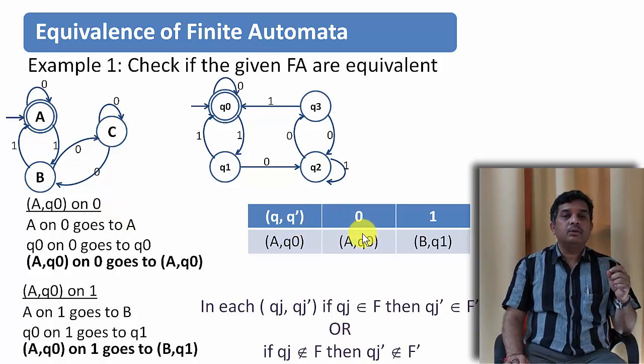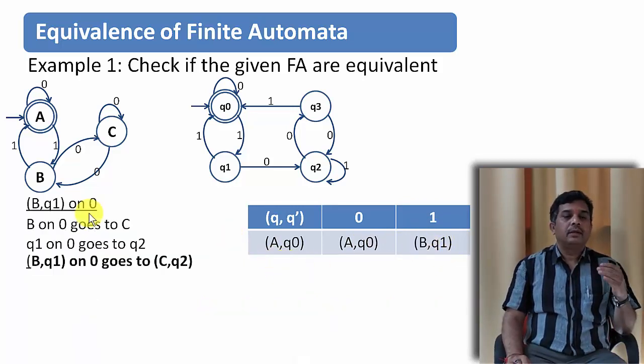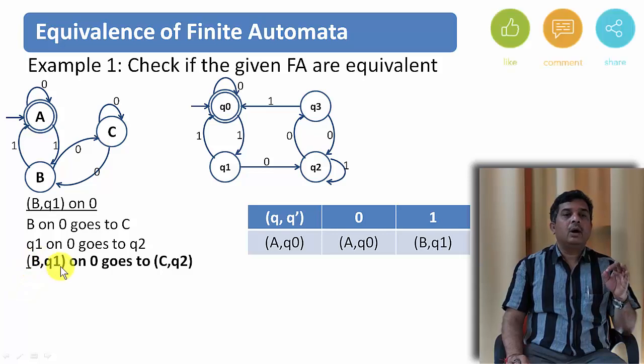On the second column, you see A and Q0 already appeared in the first column, so we need not do anything for A Q0, but there is a new state under the 1 column, that is B Q1. So we'll start constructing with the pair B Q1. So let us find B Q1 on 0. B on 0 goes to C, and Q1 on 0 goes to Q2. So B Q1 on 0 goes to C Q2.